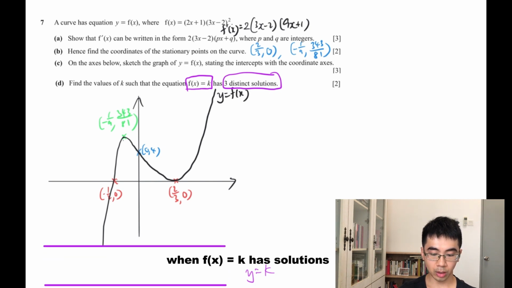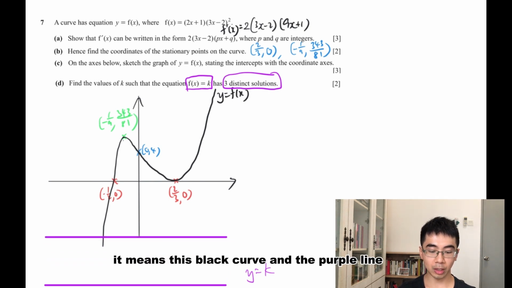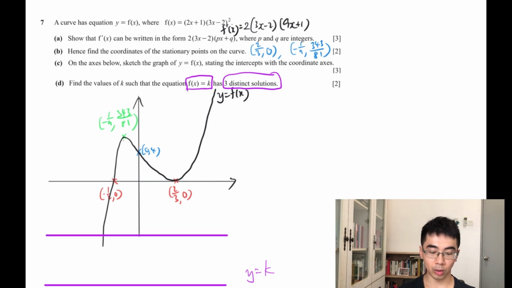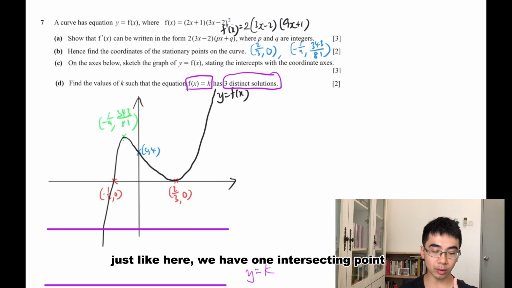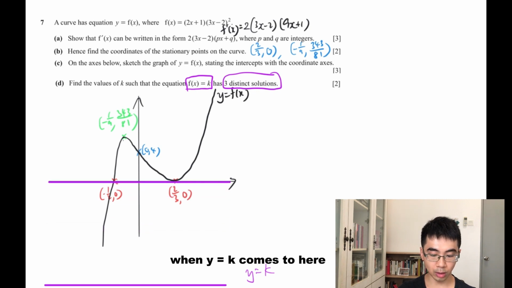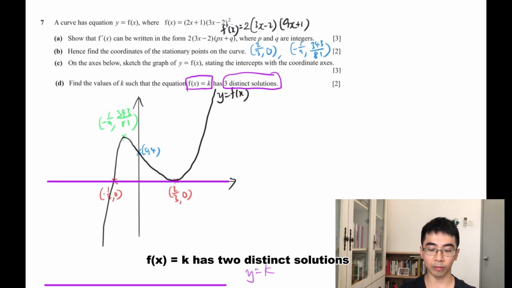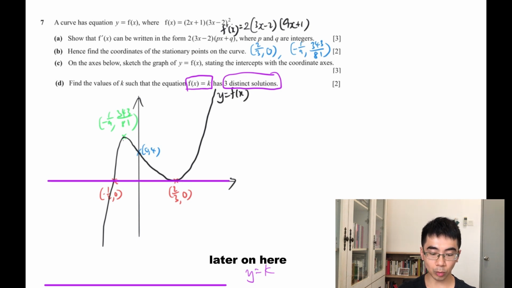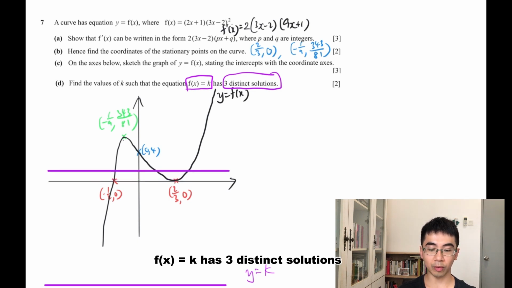upwards. Right? When f of x is equal to k has solutions, it means this black curve and the purple line will have an intersecting point. Just like here, we have one intersecting point, meaning for this value of k, we'll have just one solution only. So when it comes to here, meeting these two red points, you will have two distinct solutions for f of x is equal to k. And then later on here, you will have f of x is equal to k having 3 distinct solutions.